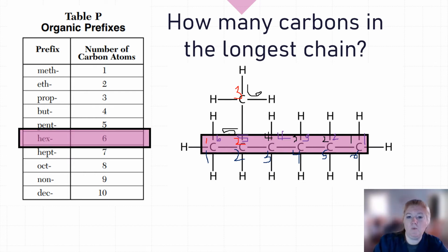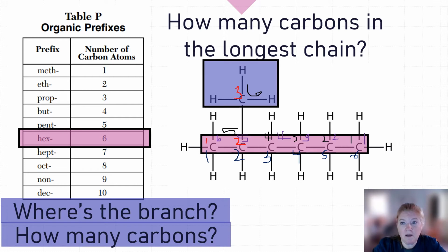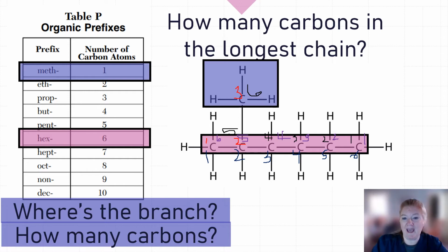6. Okay, whether I went this way, I could have gone this way, right, to get to 6. Doesn't matter. That doesn't change much. So where's the branch? That's this, right? How many carbons are in the branch? Only 1. So we would use hex to describe the chain, and meth to describe the branch. Okay?